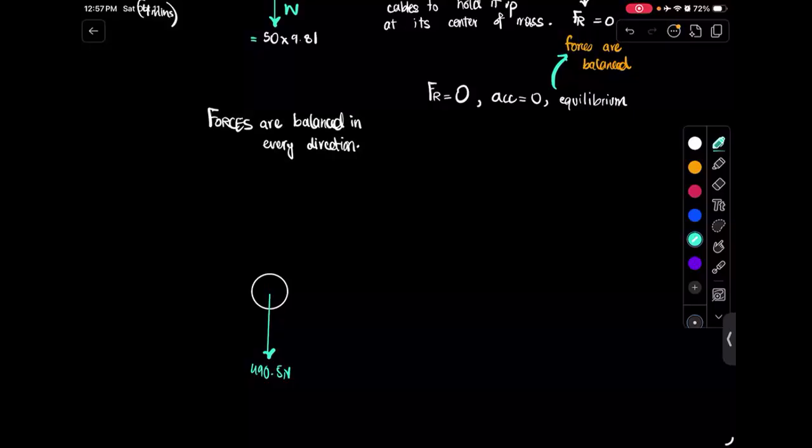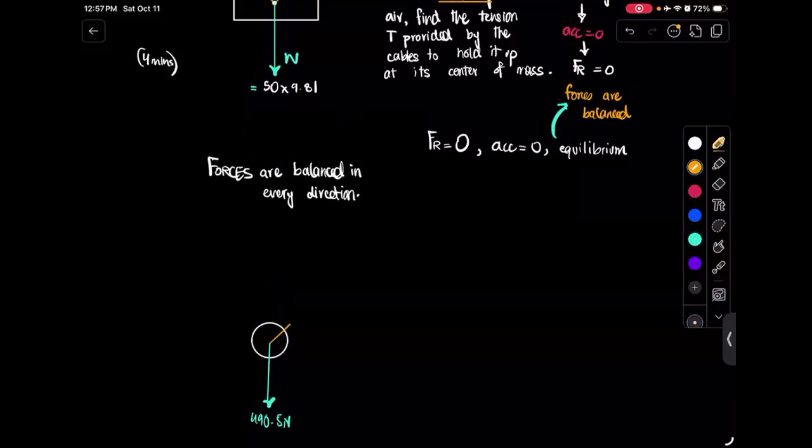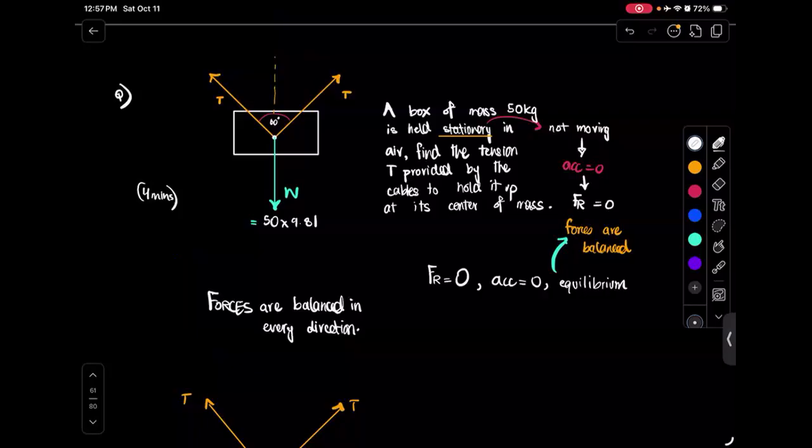490.5 Newton is the weight. Now you have two upward forces. There is one T pointing over here, and there is one T pointing in this direction. We know that they're both equal, because it is being suspended at the center of its mass, and you've got the same force from both sides. If the angle between them is 60, then you can divide it.